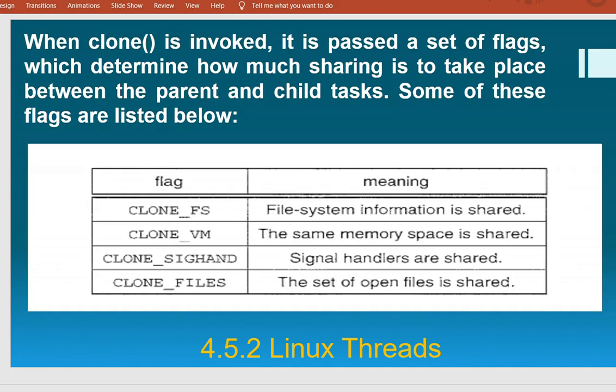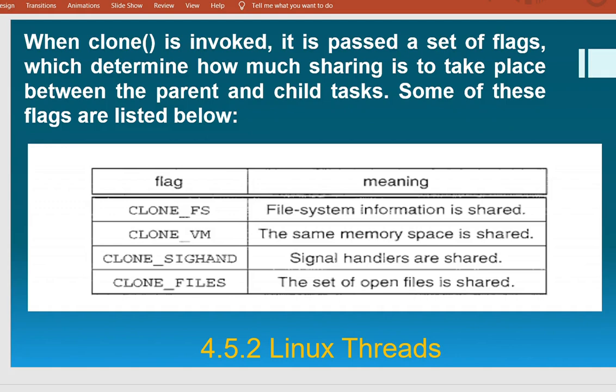When clone is invoked, it is passed a set of flags which determine how much sharing is to take place between the parent and the child task. Some of these flags are listed below. For example, if clone is passed the flags CLONE_FS, CLONE_VM, CLONE_SIGHAND, and CLONE_FILES, the parent and the child task will share the same file system information, same memory, same signal handlers, and same set of open files. However, if none of these flags is set when clone is invoked, no sharing takes place.